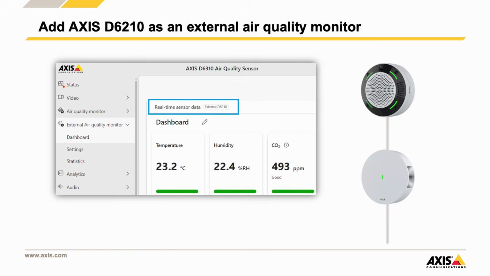The D6310 air quality sensor provides advanced indoor environmental monitoring and alerts, while the D6210 air quality sensor seamlessly adds indoor air quality monitoring to devices. Now, with AccessOS 12.8, the D6310 air quality sensor supports addition of the D6210 as external air quality monitor, enabling dual source scenarios and allowing for more flexible air quality monitoring solutions.